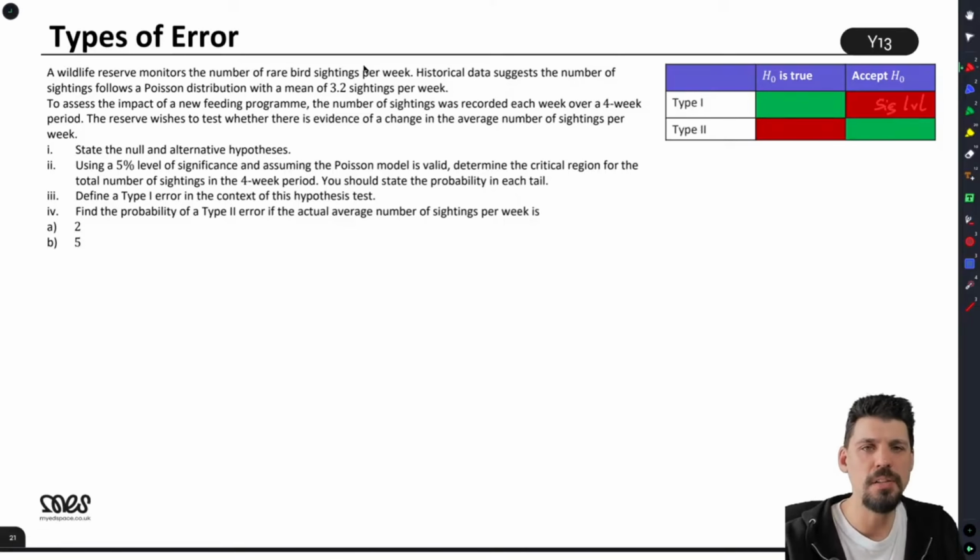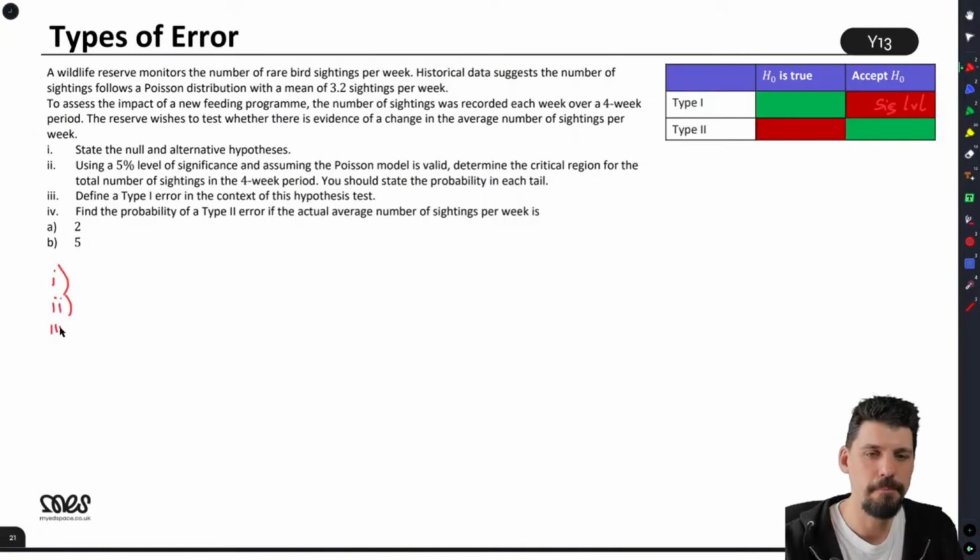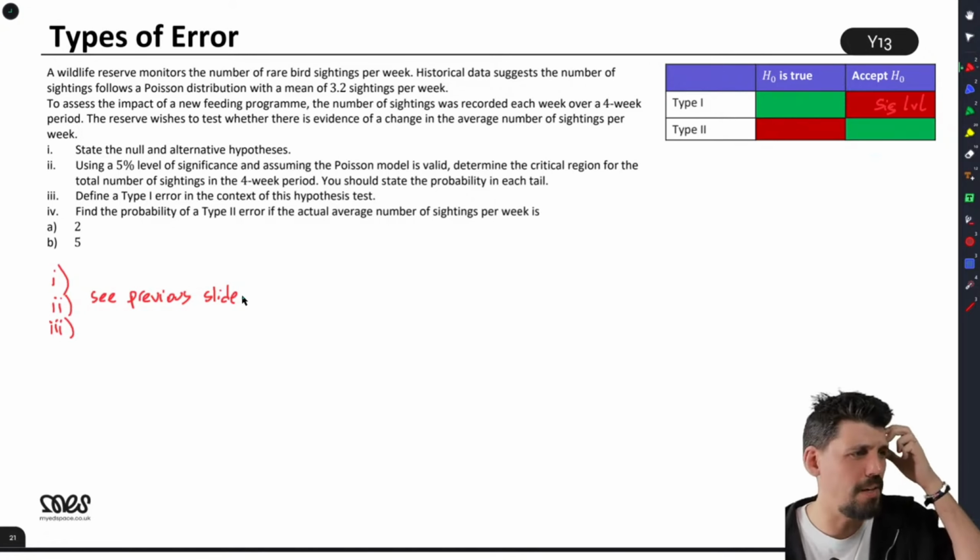So we've got our rare bird sightings, just like the frogs, mean of 3.2, 4-week period. This is like a toy example, basically the same one as the frog example. All right, just an absolute toy one. I think it's even the same numbers, isn't it? 3.2, 12.8, right? Exactly the same. So we've done part 1, part 2, part 3. Okay. So see previous slide. All right, we've already done this with the rare birds. Although I think we did it with rare frogs. You did frogs with birds.